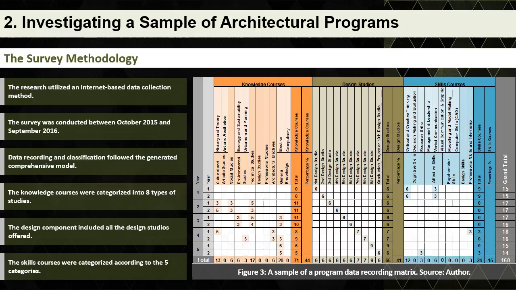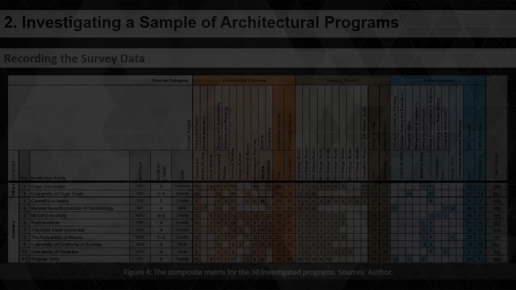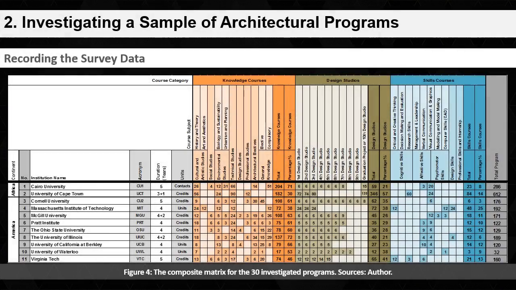This matrix shows the categorization of the knowledge, design and skills courses for a sample program. Then a composite matrix was created, as shown in this figure, to visualize the full spectrum of the data collected, and to allow comparison and analysis.